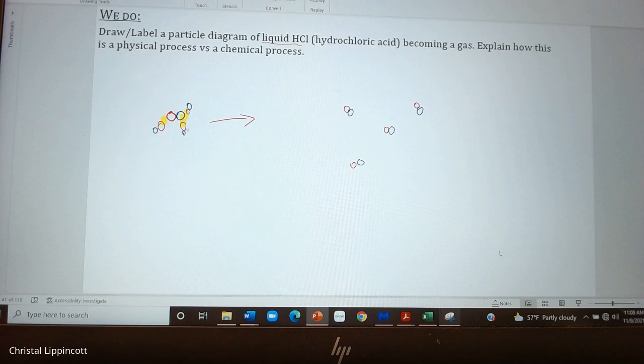All right, so these intermolecular bonds here, I do it in my highlighter color. Those are going to be broken, but the intramolecular bond between the H and the Cl is maintained. And now it's in the gas form, so it's spread out from there. All right, makes sense? Questions about those?